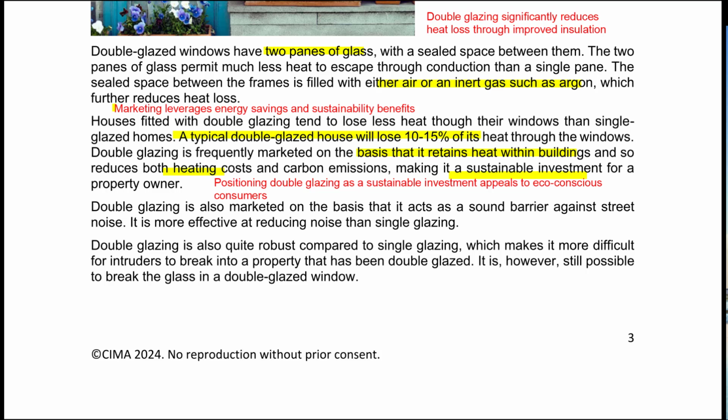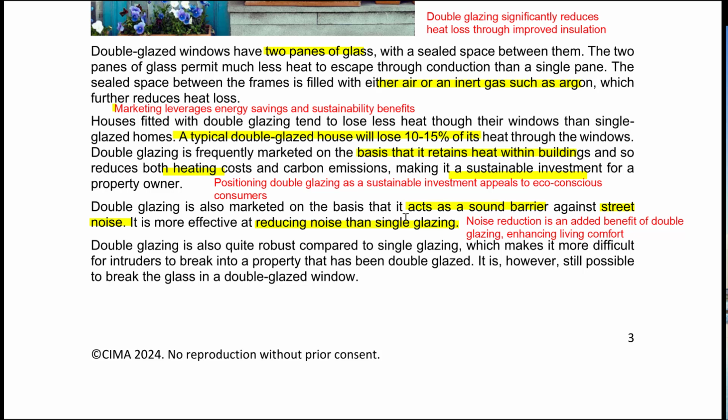But in fact, that's not the only way in which double glazing is marketed. We can see here that the extra pane of glass and the gap act as a sound barrier against random street noise, so traffic noise, noisy people in the street, etc. So it's more effective at reducing noise than single glazing. So that's another selling point for double glazing. Saves you money in the long term, eco-friendly, and noise reduction. So that's going to increase an occupant's living comfort.